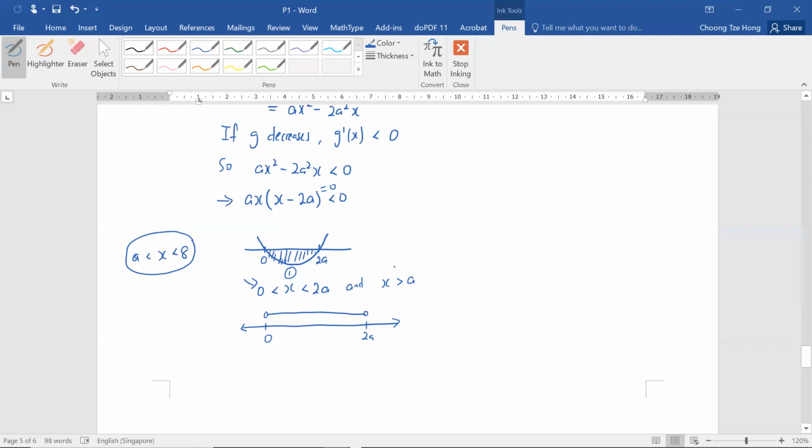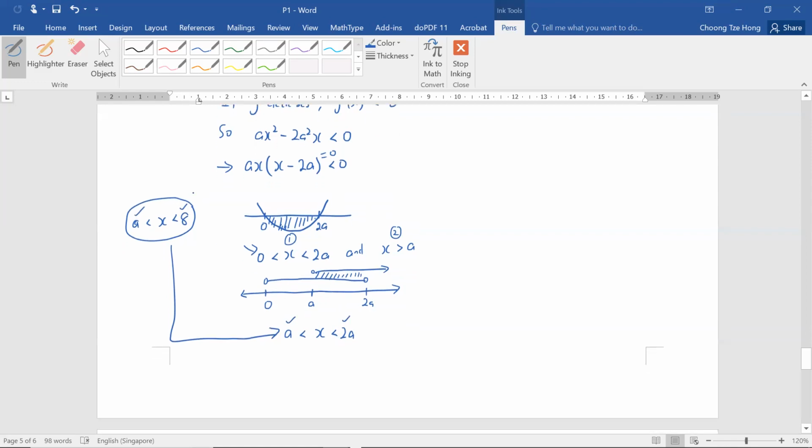Then the condition given in the question, the second inequality, is x greater than a. Remember when you want to combine two inequalities, you take the overlapping region. If you look at this shaded region that I just shaded, what we get is x greater than a but less than 2a. Now we have something very similar already, and we can compare the two inequalities to find the value of a. By comparing, you see the left side is already the same, so this means that 2a has got to equal 8.